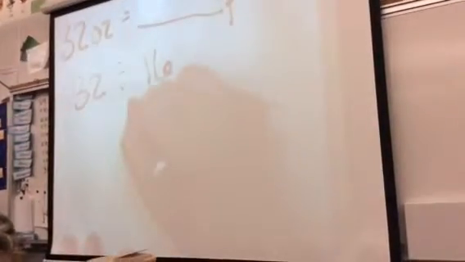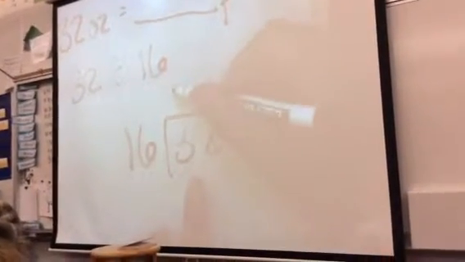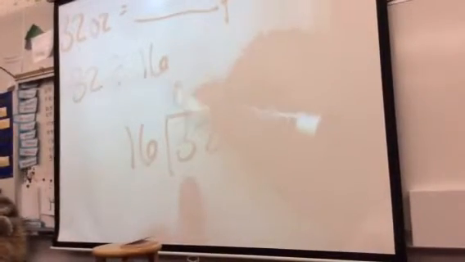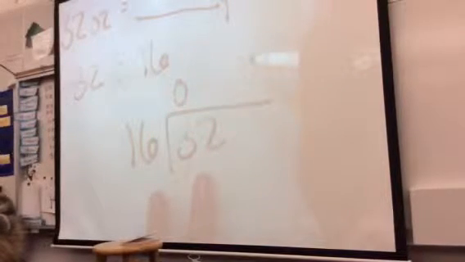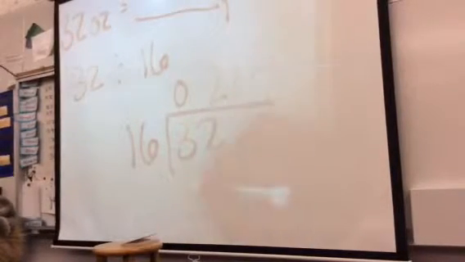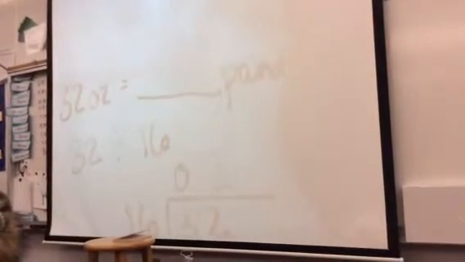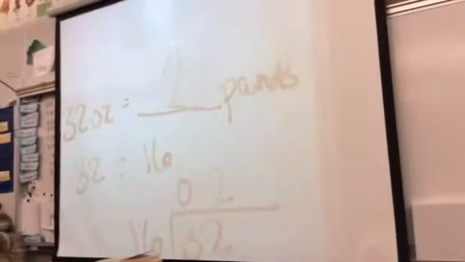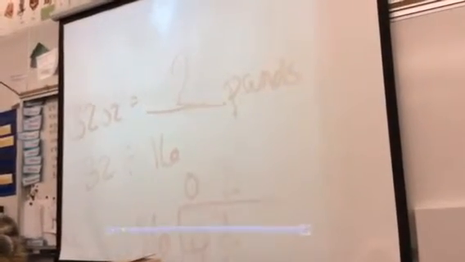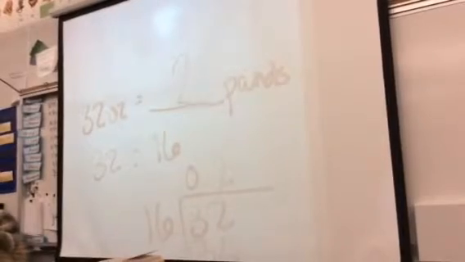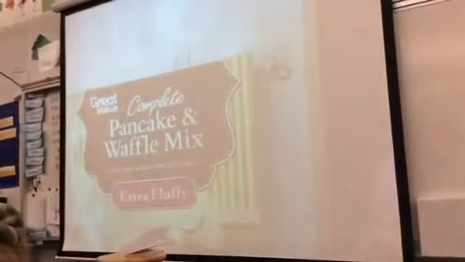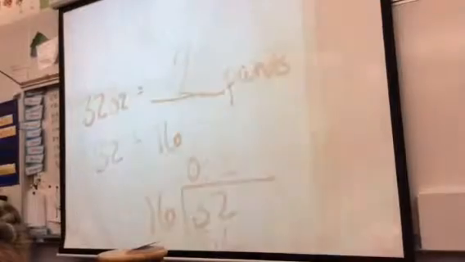Okay, I'm going to box up 32. 16 is hanging out outside. 16 can go into 3 0 times. 16 can go into 32. How many times? Show me on your fingers. 2. Perfect. 2 times 16 is 32. We're going to subtract. It breaks out evenly. So 32 ounces is how many pounds? 2 pounds. Perfect. Okay. So how many pounds of pancake mix do I have? 2 pounds. Good.